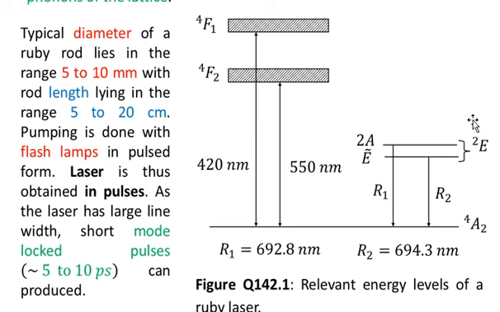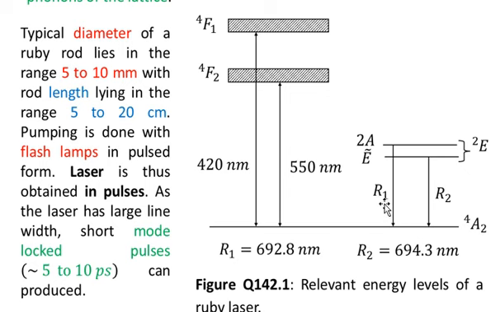These states contain many levels, out of which I have shown only two prominent levels, which are 2A levels and E prime levels. The 2A levels and the E prime levels are very strongly coupled, and the 2A level will decay spontaneously and very quickly to the E prime level. So E prime level will act as an upper laser level, and 4A2 will act as a lower laser level for the lasing process.